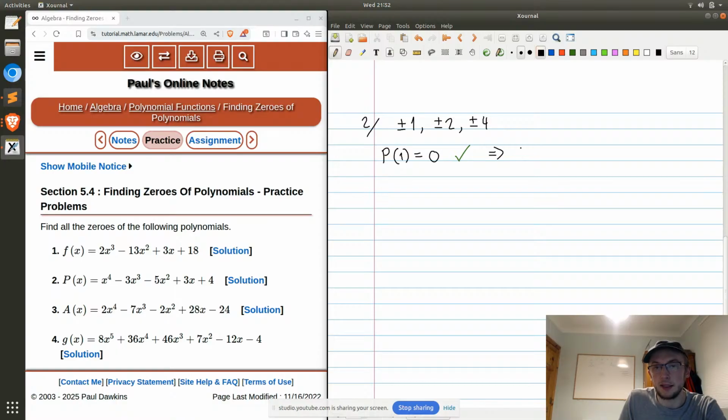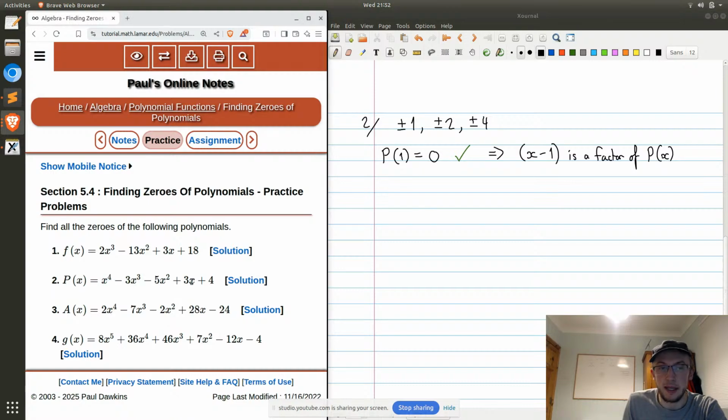And this implies that x minus 1 is a factor of p of x. And so let's divide this. Let's divide p of x, the big polynomial here, by x minus 1. Just like when you factorize an ordinary number, you divide it by what you have so far, and you keep on breaking down the number. Okay, so I'm going to use synthetic division. So here I go. So I get the coefficients, which are 1, -3, -5, 3, and 4.